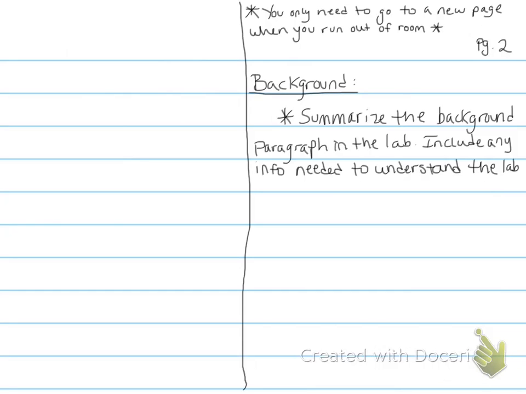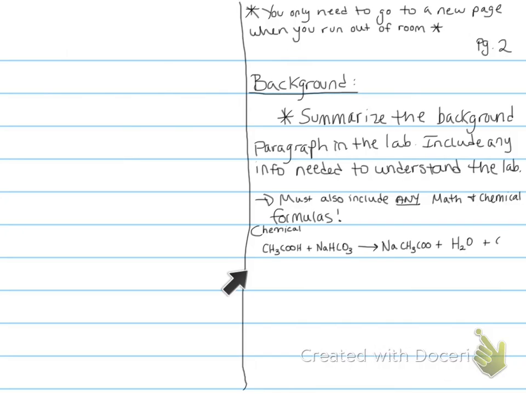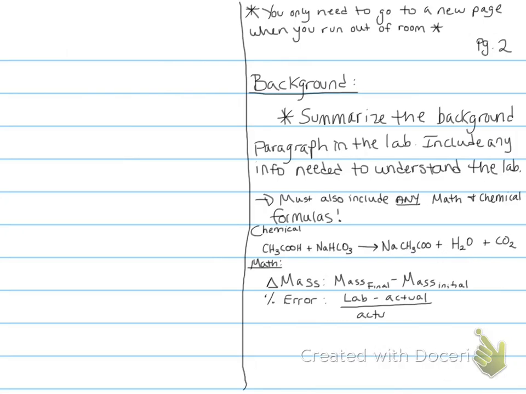So once you've summarized that background section, what you're going to do is also include any math and chemical formulas that you're going to use in the lab. And so I'm going to help you out here and give you the chemical formula. It's also on your lab notebook if you can't see this very well, but your chemical formula right here is vinegar plus sodium bicarbonate yields sodium acetate, and water and carbon dioxide. And then you're also going to include any math formulas that you're going to use in the lab, even if it's as simple as just subtraction with the final mass minus the initial mass. We always want any math formulas that we're going to use listed in our background section.